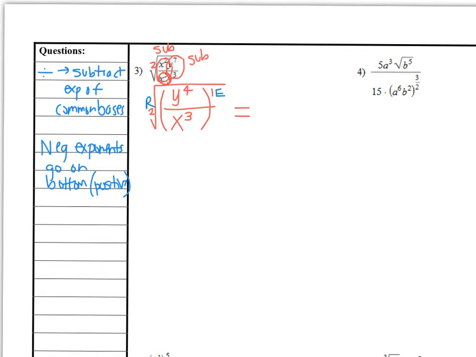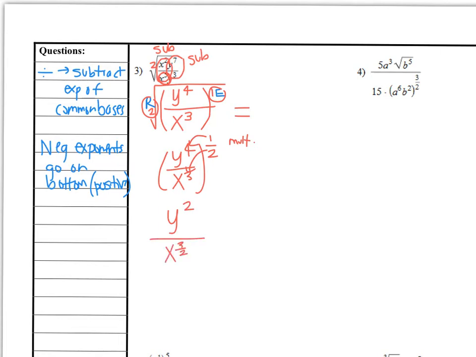So how we're going to rewrite this is y to the 4th over x to the 3rd, whatever we had inside, and our e over r is going to be the 1 over 2. So it's really to the 1/2 power. Anytime it's a square root, really it is to the 1/2 power. So now we have to distribute our 1/2 and multiply. We're going to multiply both of those exponents to get y to the 2nd power over x to the 3 over 2 power.